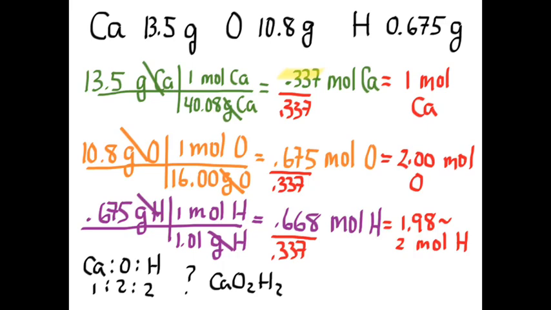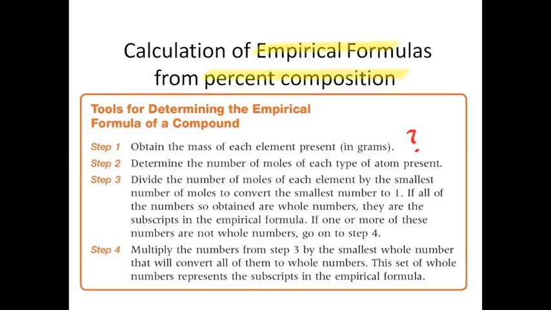Does that look right as a formula? Not really. Remember, polyatomic ions. And you can actually check that using the crisscross method to see if that makes sense. Now, we can also do this from percent composition. It's the same procedure exactly with just one little twist.